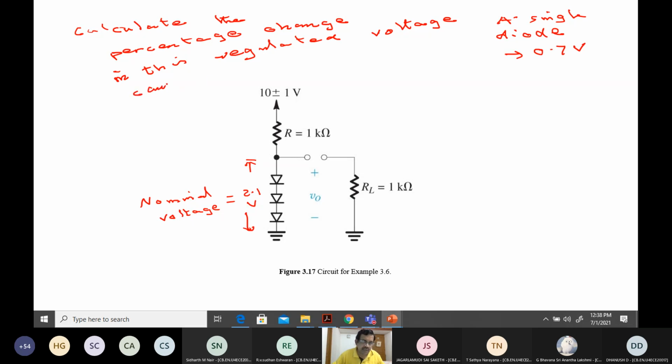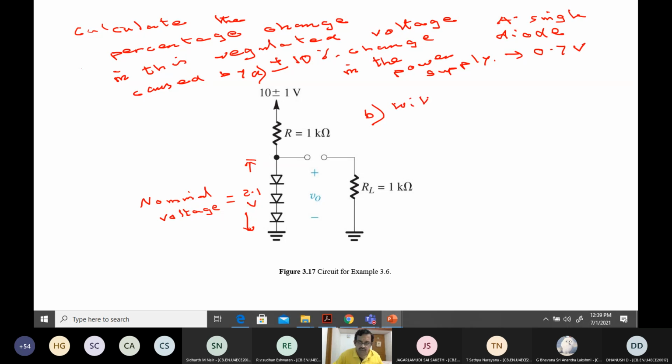Calculate the percentage change in the regulated voltage caused by, first, plus minus 10% change in the power supply. And this is caused by A, the plus minus power supply change. The other one is, when the load of 1 kilo ohm is connected, what will be the effect?